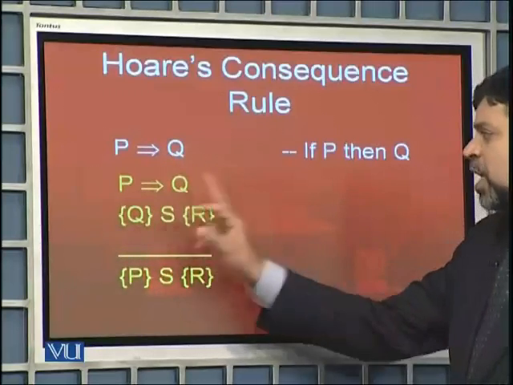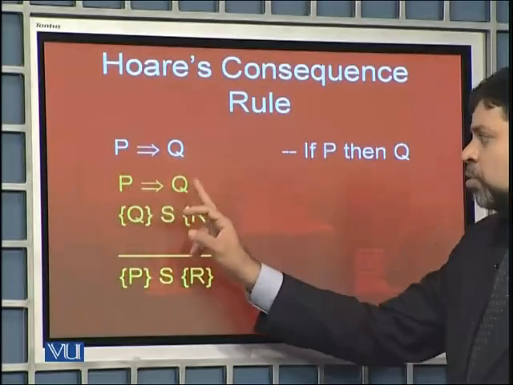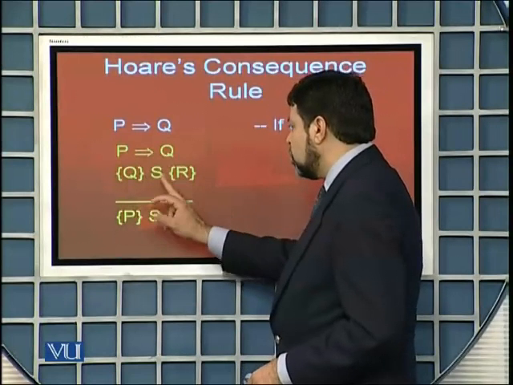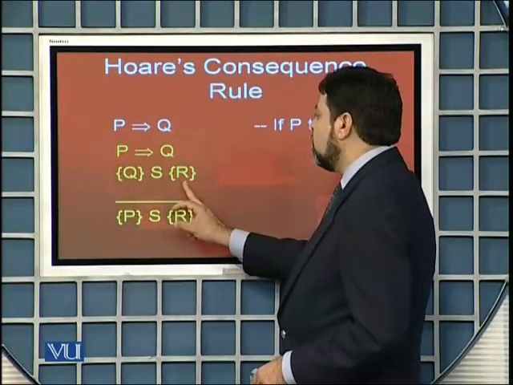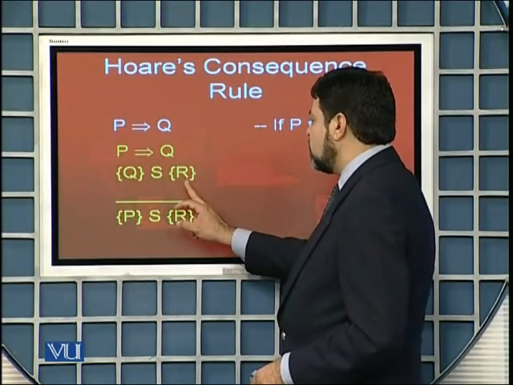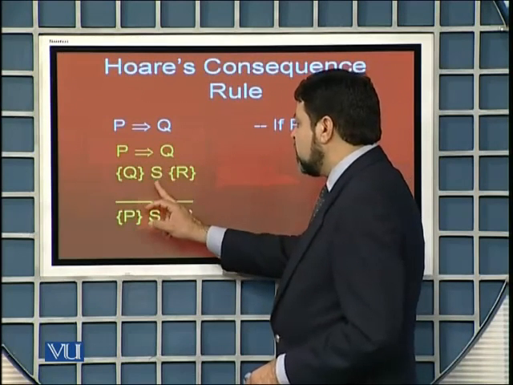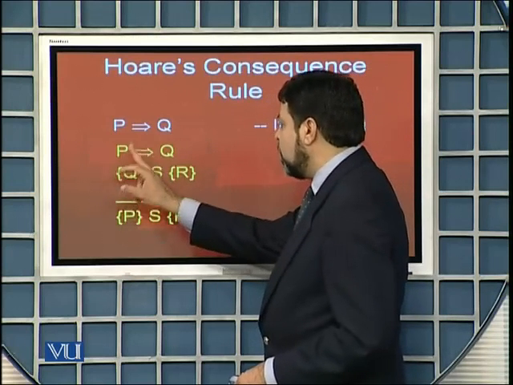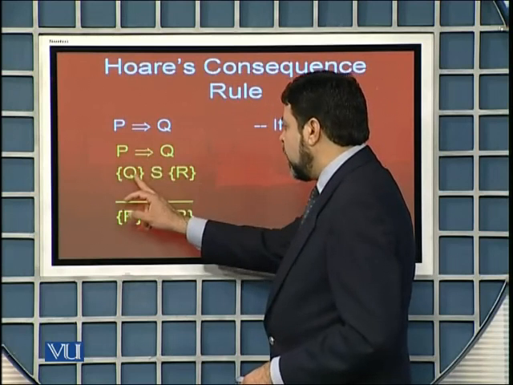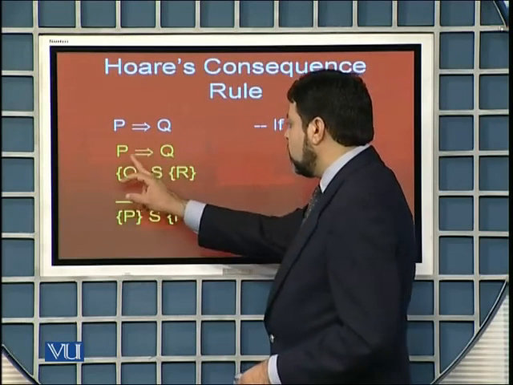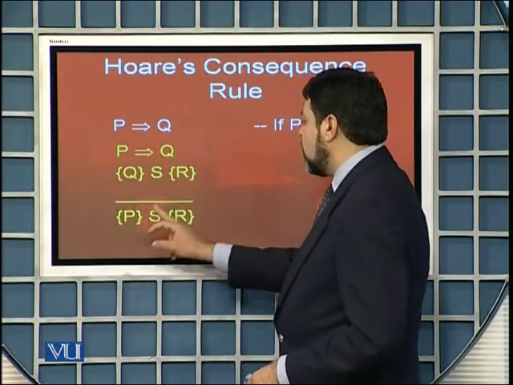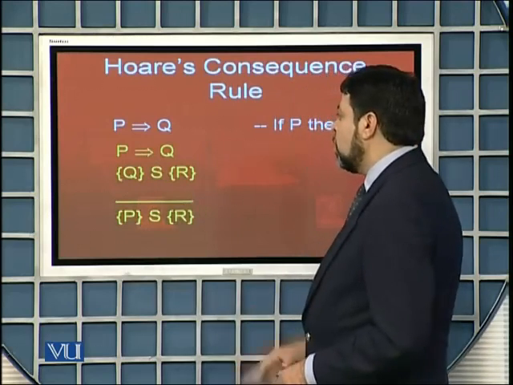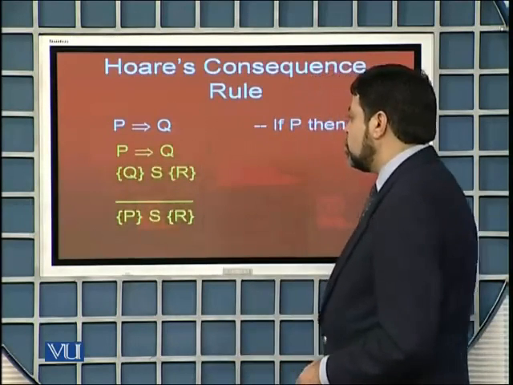We have P implies Q. That is, if P is true, then Q is true. That means if P is true, then this Q is true. If this Q is true, then we have this set of statements, and then we have this final state R, given that this set of statements actually takes us from Q to R. That means if we started with P, we will end up with Q, and if we started with Q, we will end up with R. That means if we started with P, we will end up with R, given this set of statements, and hence we have {P} S {R} as the consequence of these two statements.